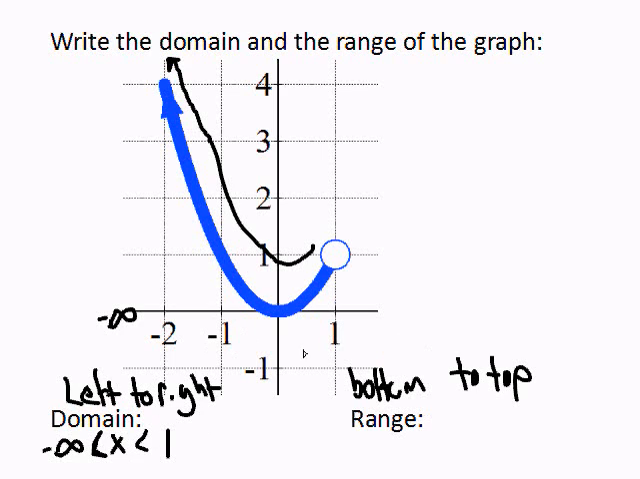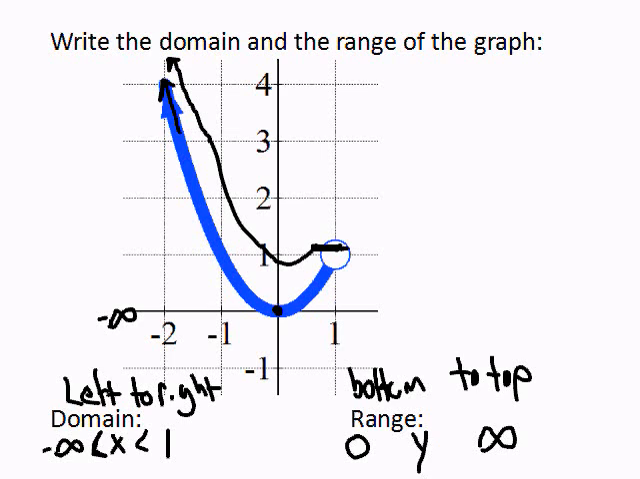What about the range? How far down does the graph go? Well, the graph goes all the way down to 0 and actually touches 0. So we write 0. Question is, how far up does the graph go? Well, the graph goes up to 1 here, but the range means the very top of that blue line. Since there's an arrow going on forever up, that means that our range is going to end at a positive infinity. It goes on forever.